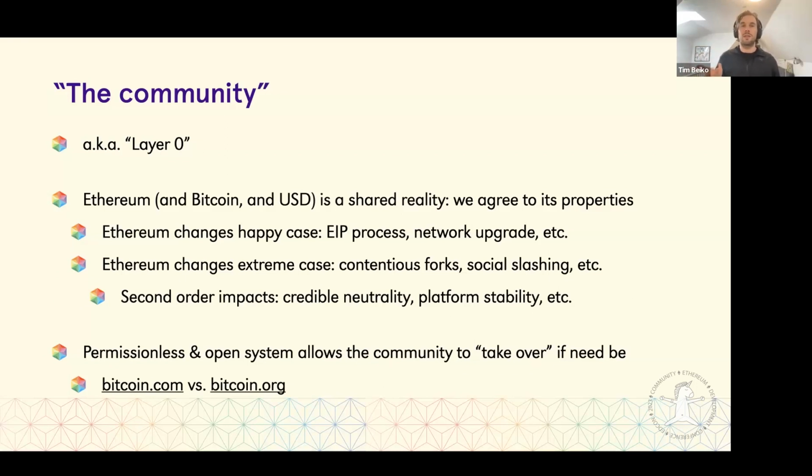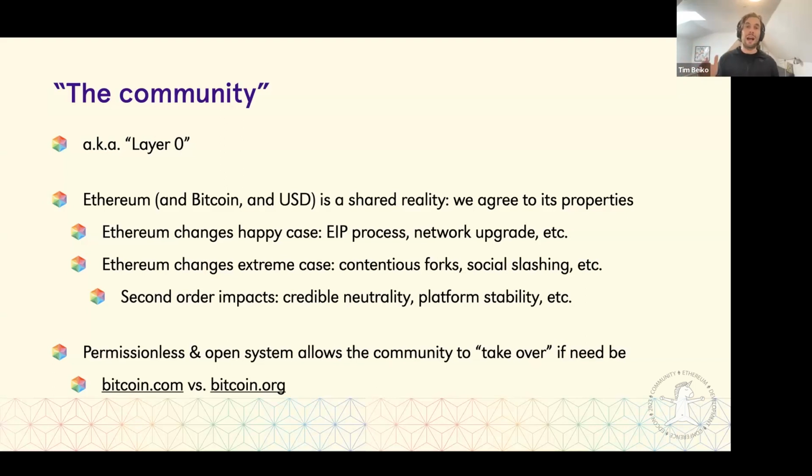But there are also ways to change a network in more extreme scenarios. These are things like contentious forks, potentially social slashing and whatnot, where the community has to come together and agree on what is the right outcome, right? If we have a contentious fork, which one actually is Ethereum? If there is a social slashing, how do we go about this?